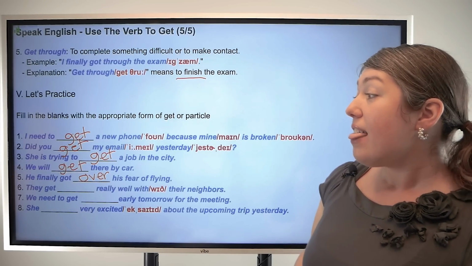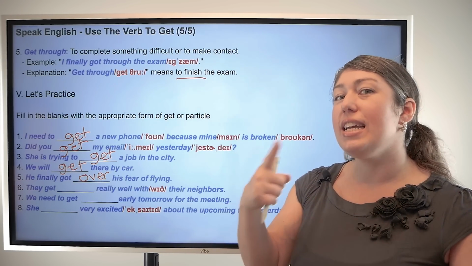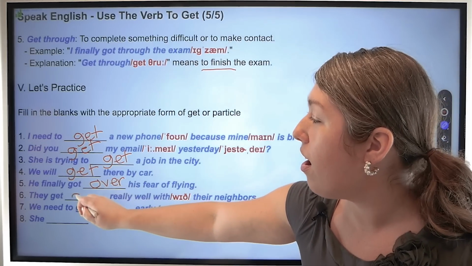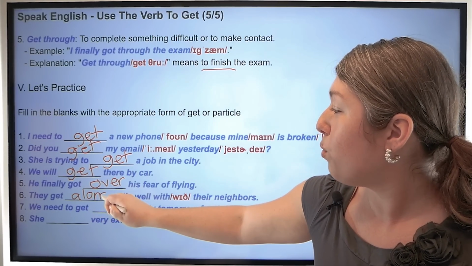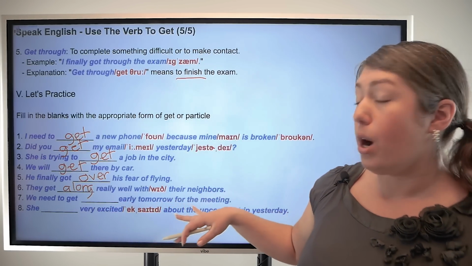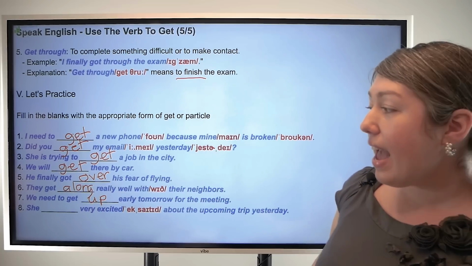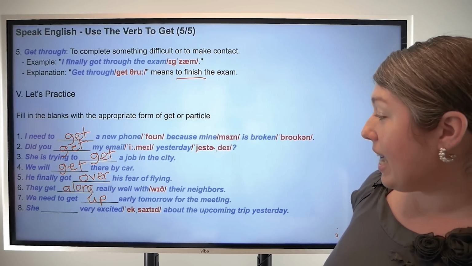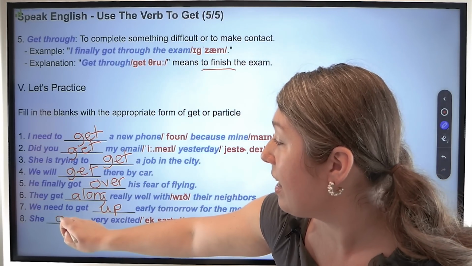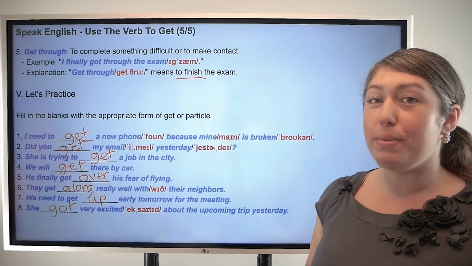And number 6, they get really well with their neighbors. Remember when you have a harmonious relationship with someone? Good. They get along really well with their neighbors. Number 7, we need to get early tomorrow for the meeting. That's right, get up. And number 8, she very excited about the upcoming trip yesterday. That's right, she got very excited about the upcoming trip yesterday.